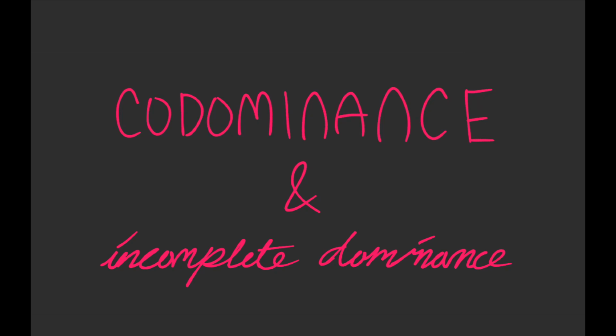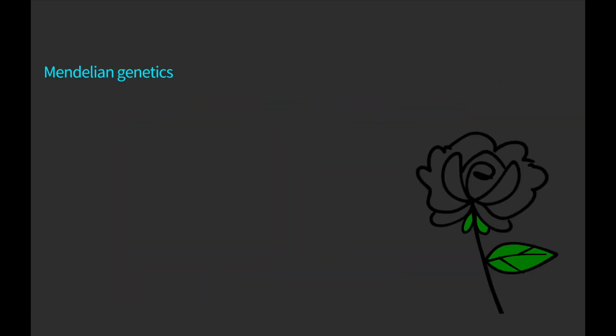So let's get started. Now I know I said we were going to talk about non-Mendelian genetics, but I want to start with talking about Mendelian genetics. So in Mendelian genetics, if we have two flowers, a red flower and a white flower, then one color has to be the dominant allele and the other color has to be the recessive allele. So, in our example, let's say that the dominant allele is the red color, and our recessive allele is the white color.